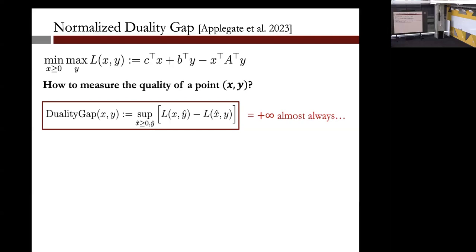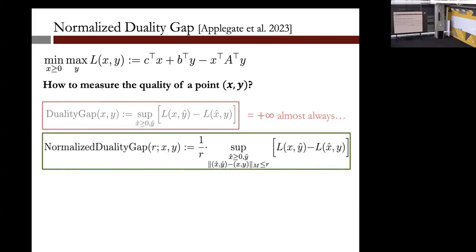And that looks something like, for a given x and y, I'm going to take the sup over all x hat and over all y hat of the difference of these two Lagrangians. In the case of linear programming, unfortunately, where life is almost always linear, this is going to evaluate to plus infinity almost everywhere. And so it's not a good measure. If we had nice quadratic growth or stuff like that, it would be better, but it's just too bad.